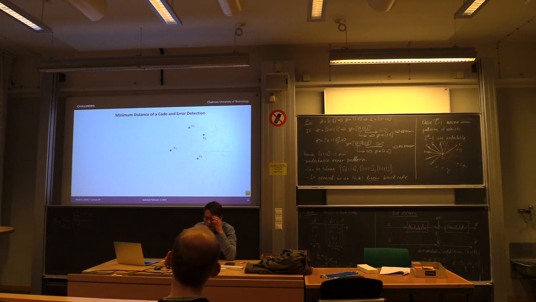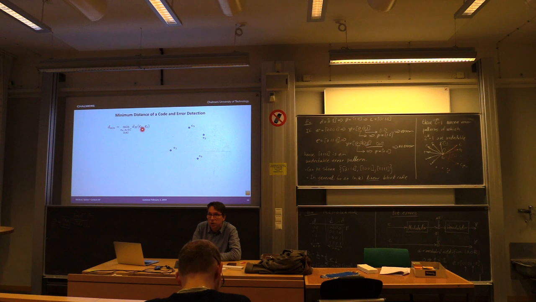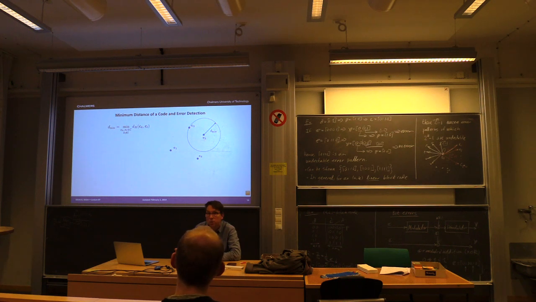So there is a minimum distance of a code, and that's how well these code words are separated in space, in binary space. And that turns out to be important. So let's see why this is important. This is the mathematical definition of that. We take two different code words, and we calculate the Hamming distance of that. We do that for all pairs, and the one which is the smallest, we call that the minimum distance. So in this case, it happens to be that C3 and C2 are the closest ones, and they are at a Hamming distance of d min from each other.